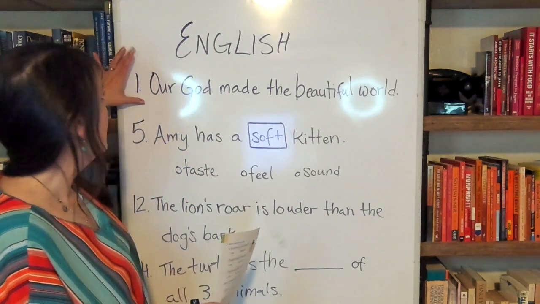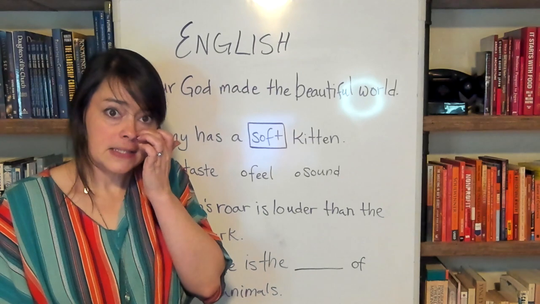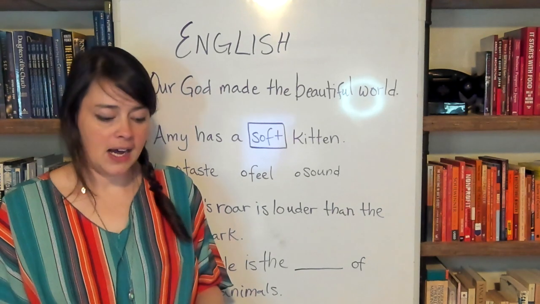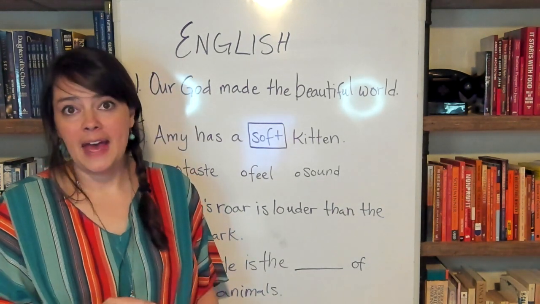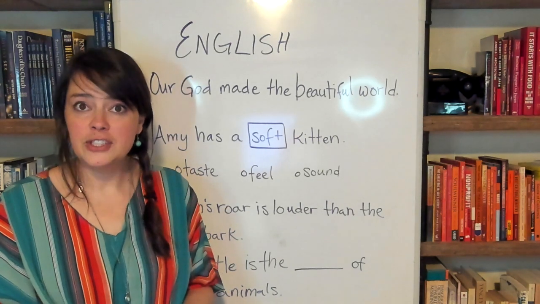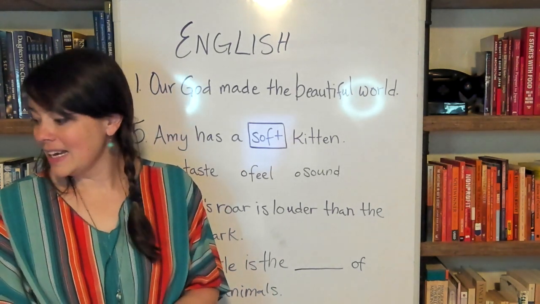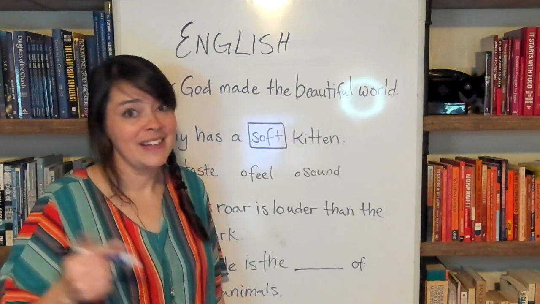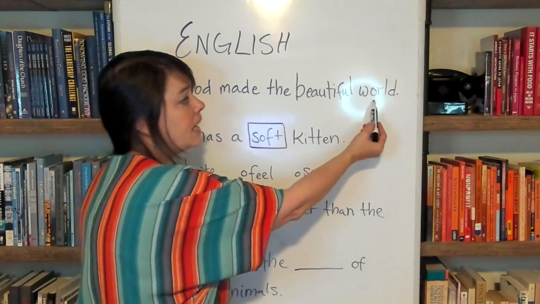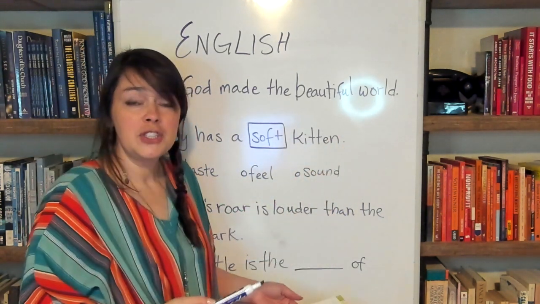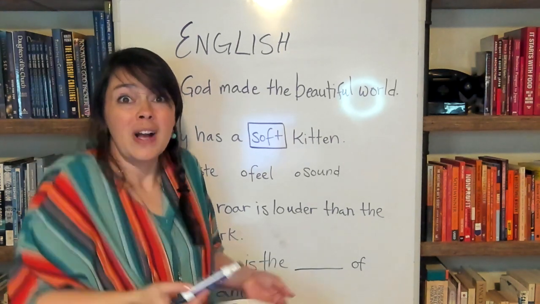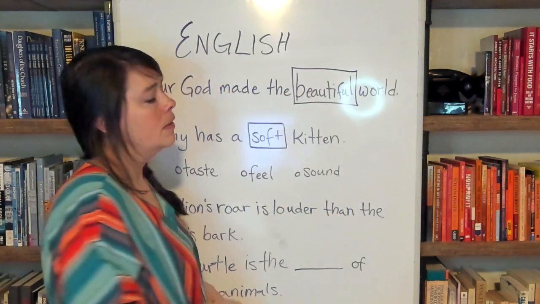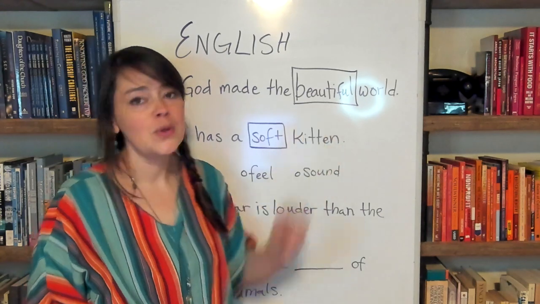Right off in the English Chapter 11 review, it asks you to draw a box around the adjective that answers the question, what kind? And the first 4 that you'll do are all of that. Draw a box around the adjective that answers the question, what kind? Because we've talked about there's lots of different types of adjectives. An adjective is a word that describes a noun, right? So here we have a noun, world, and which adjective answers the question, what kind? Well, beautiful. Our God made the beautiful world. What kind of world? The beautiful world.